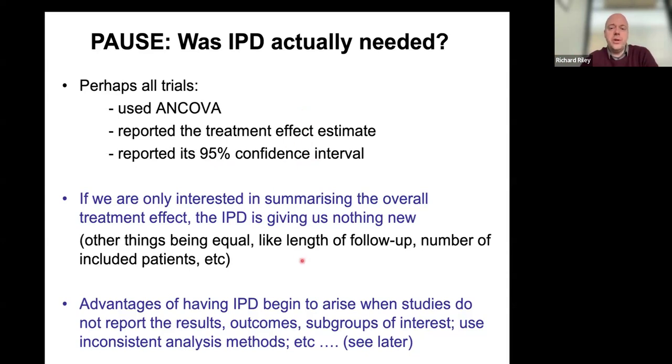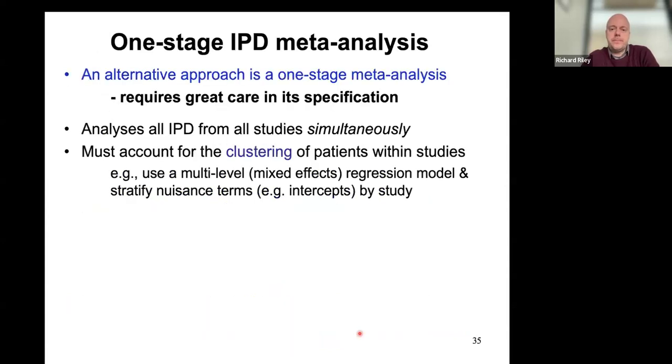For example, when we want to go beyond the average treatment effect, or we need to think about improving analysis methods, obtaining outcomes that weren't properly reported, looking at subgroups, and so forth. But just a note of caution. There's an alternative to the two-stage meta-analysis approach, which is called a one-stage meta-analysis. This needs great care, and I wouldn't recommend most people did this unless you were statisticians and actually had experience of multi-level mixed effects modeling.